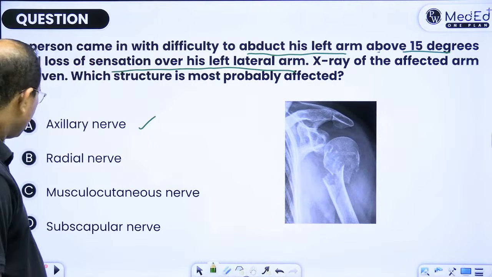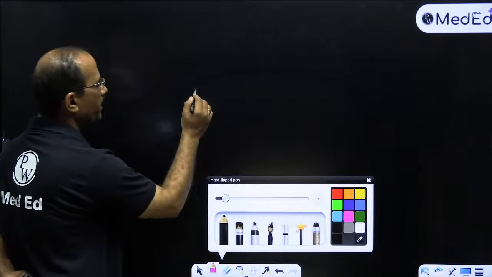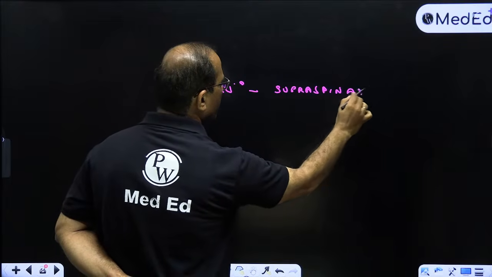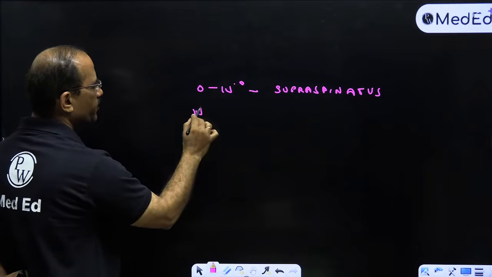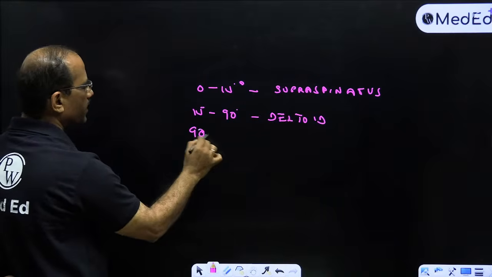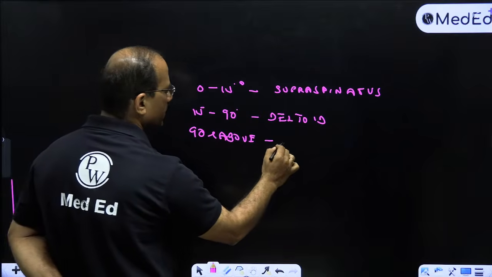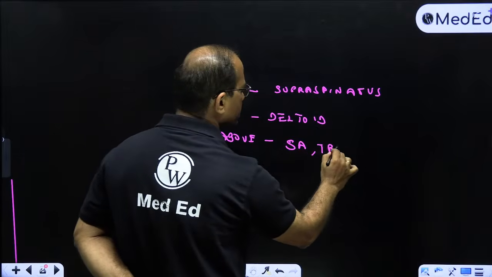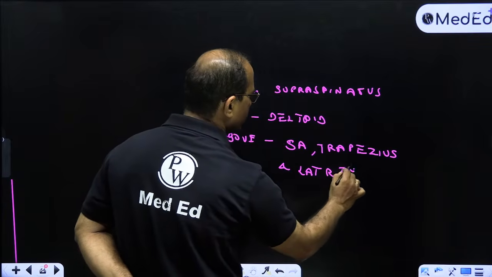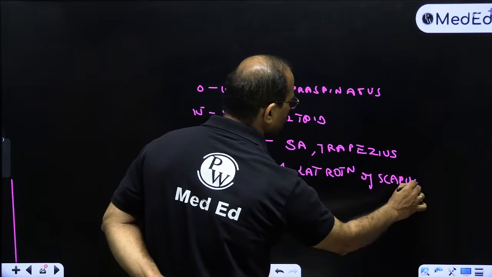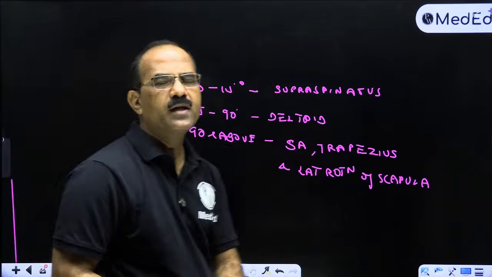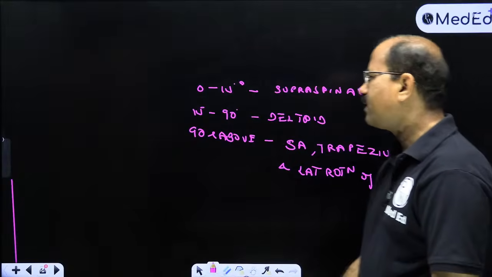Fine. Now tell me, abduction at the shoulder joint. Abduction 0 to 15 degrees is done by whom? Supraspinatus. 15 to 90 degrees is deltoid, and 90 and above is done by serratus anterior, trapezius and lateral rotation of scapula. So abduction at shoulder joint 0 to 15 is supraspinatus, 15 to 90 is deltoid, 90 and above is done by serratus anterior, trapezius and the lateral rotation of scapula.